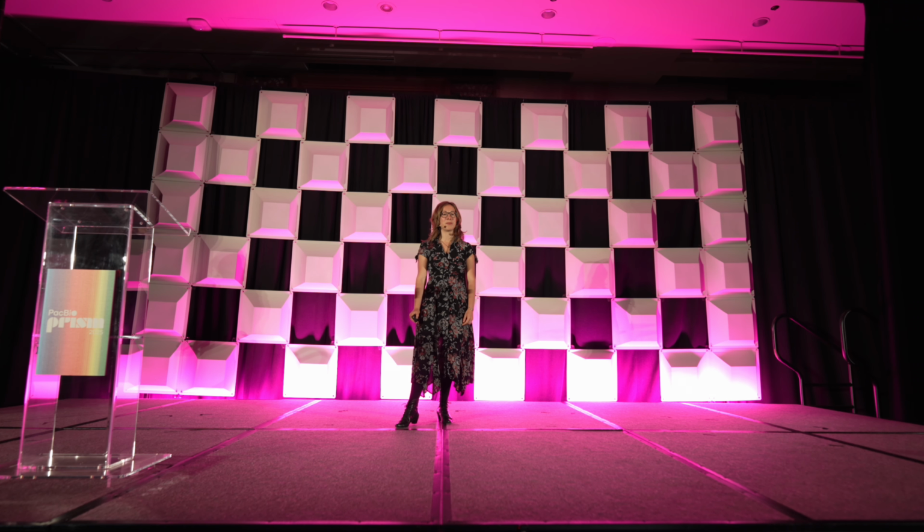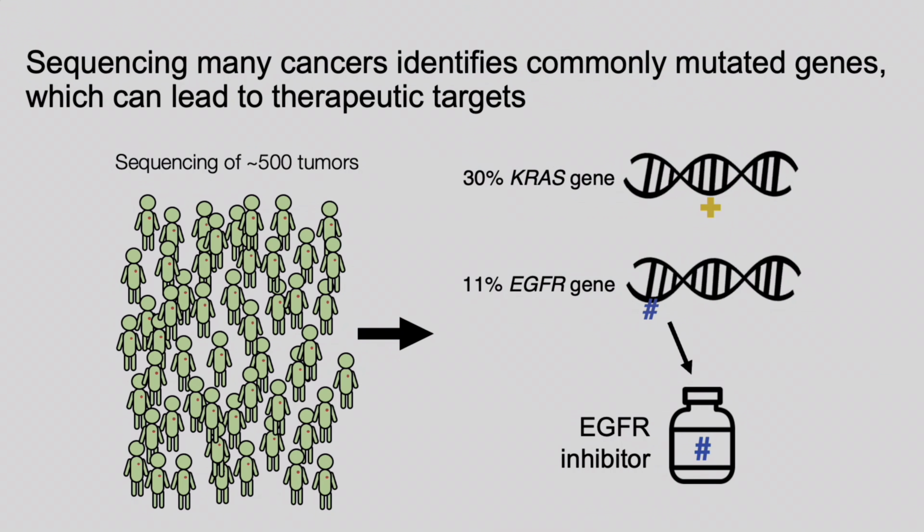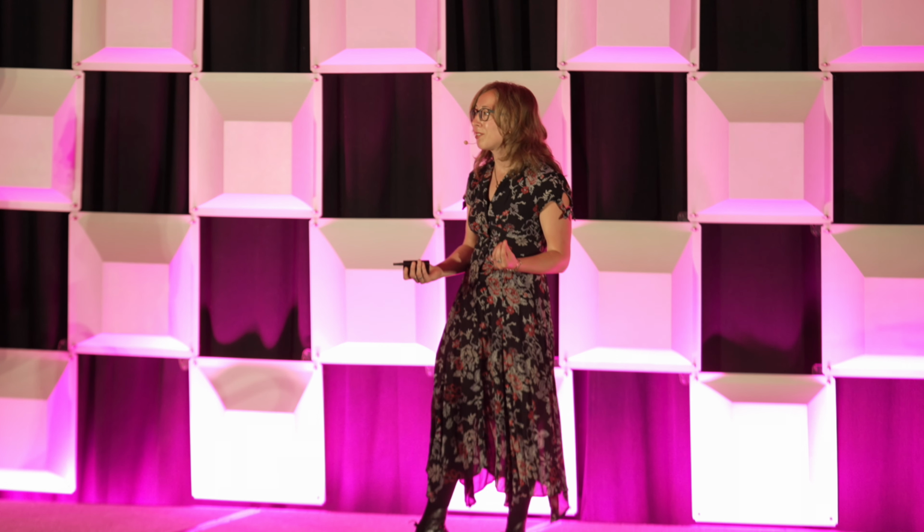Today I'm going to talk to you about identifying alternative splicing of tumor-specific variants using long-read RNA sequencing. So our current paradigm in cancer is generally to sequence many patients, identify commonly mutated genes, and then develop drugs that target those genes. And in general, this has been a really successful paradigm, and there's been a lot of advances in cancer medicine over the past 50 years.